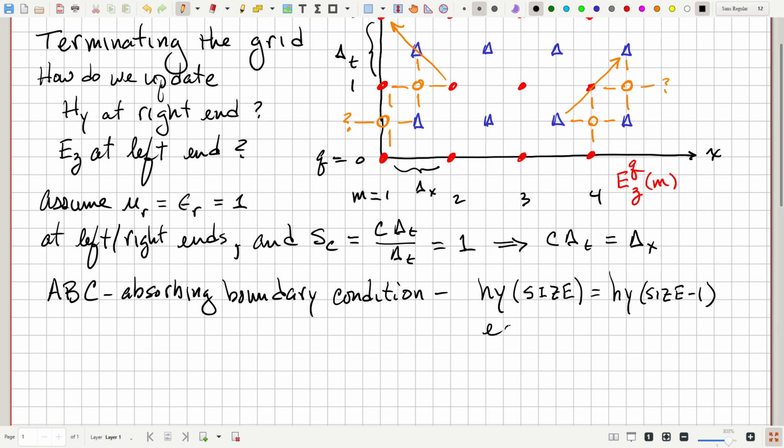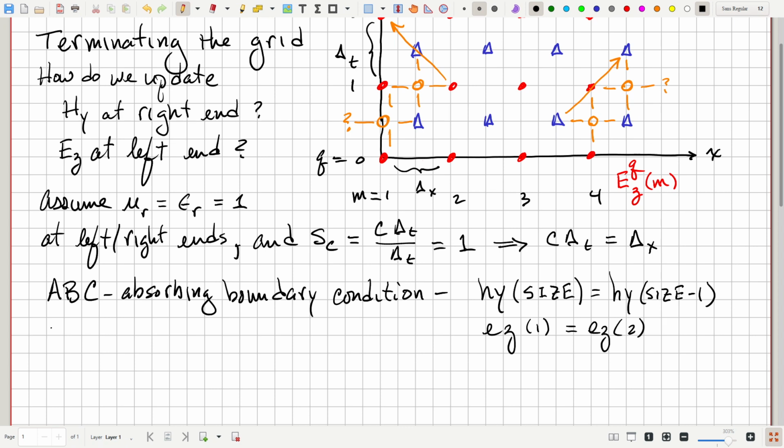So we'll say ez of 1 equals ez of 2. So we just propagate this value one space step over in one time step, and propagate this value one space step over in one time step. Here we go to the right, here we go to the left, because we assume all the fields are generated somewhere inside, and so if they're propagating, they're going to propagate to the right over on the right side and to the left over on the left side.